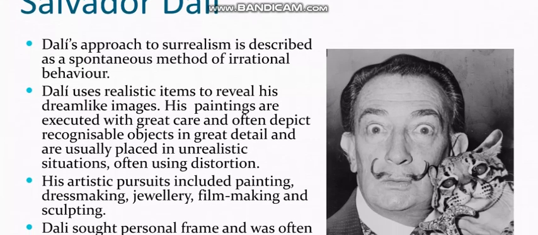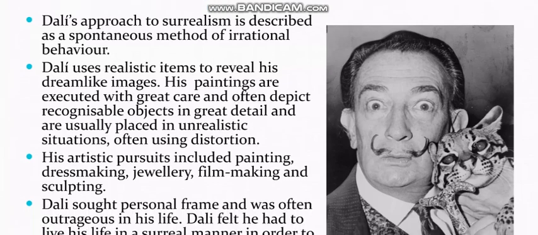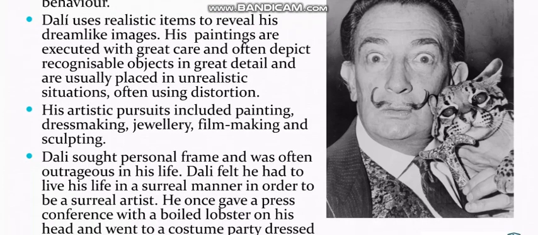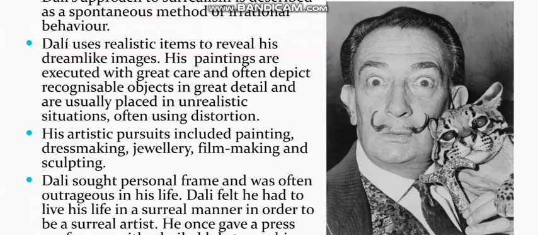His artistic pursuits include painting, dressmaking, jewelry, filmmaking, and sculpting. Dali sought personal fame and was often outrageous in his life, and he felt that he had to live his life in a surreal manner in order to be a surrealist artist. He once gave a press conference with a boiled lobster on his head and went to a costume party dressed as a rotting corpse.